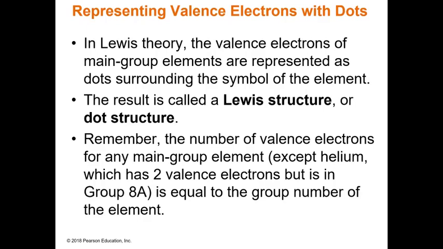In Lewis theory, we focus on valence electrons, the outermost electrons involved in bonding. We represent them as dots surrounding the symbol of an element. This gives us what's known as a Lewis dot structure. For main group elements, the number of valence electrons corresponds to the group number on the periodic table. This visual representation helps us understand how atoms might interact during bonding.